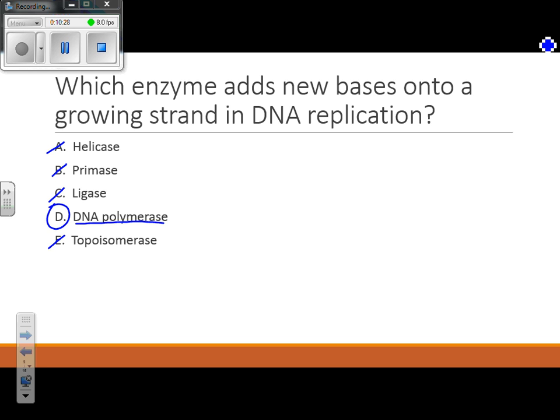Now in your book there's DNA polymerase 1 and DNA polymerase 3. I'm really only concerned that you know that DNA polymerase is going to be adding new bases on. So it's responsible for that.